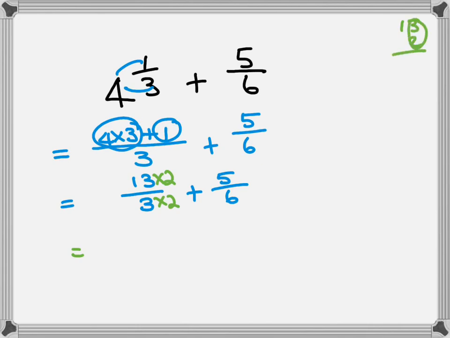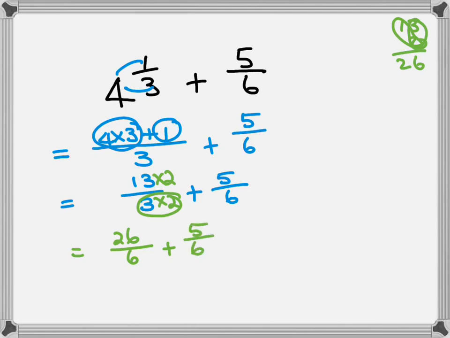2 times 3 is 6. And 1 times 2 is 2. It's 26, okay? 26 over 3 times 2, which is 12. Plus, not 3 times 2 is not 12. It's 6. Half asleep here. Apologize. Okay, plus 5 over 6.